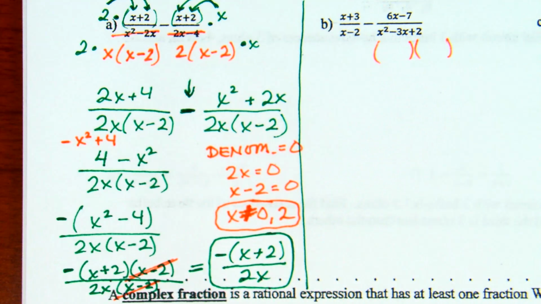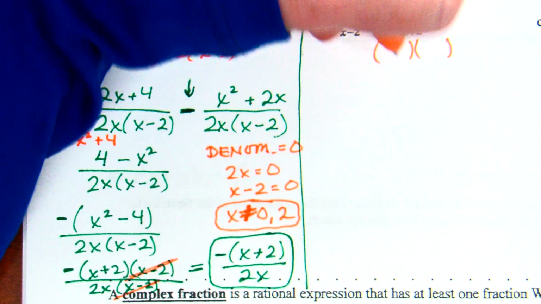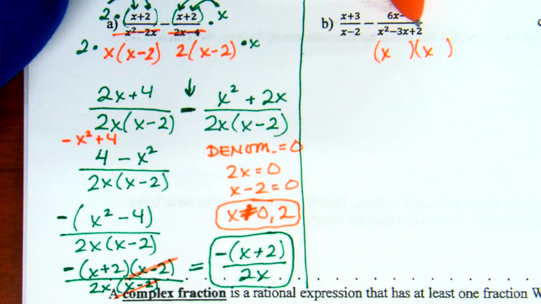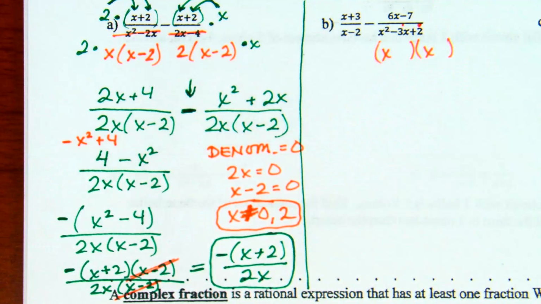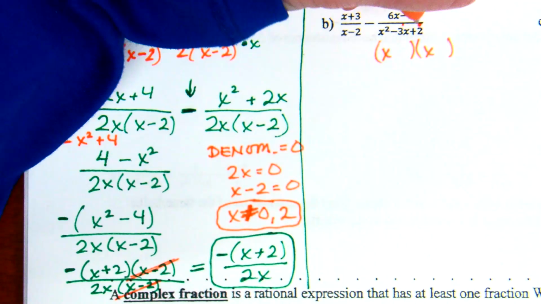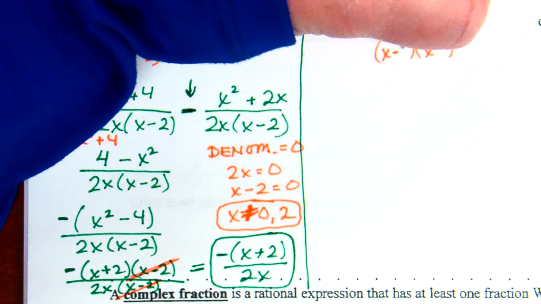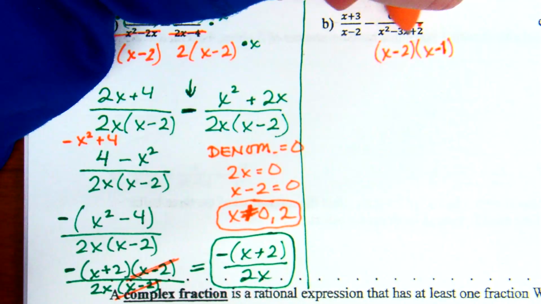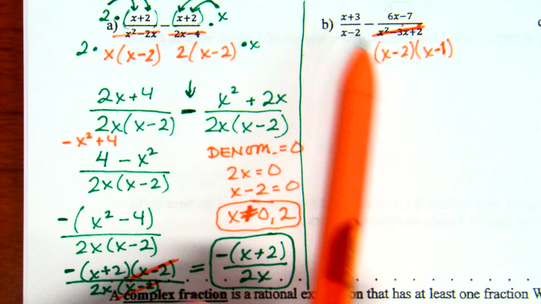x squared breaks into x and x, multiplying to be 2, adding to be negative 3. Yeah, 2 times 1 is 2. If it multiplies to be positive, same signs. If it adds to be negative, both negative. So minus 2, minus 1. That leads me to believe we might be on the right track because there's something in common, right? Okay, so I've got things factored.